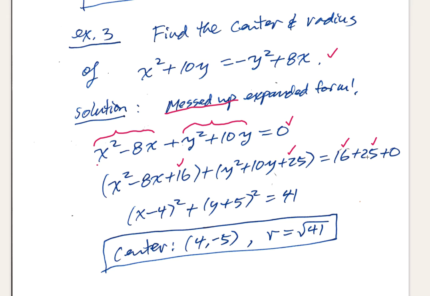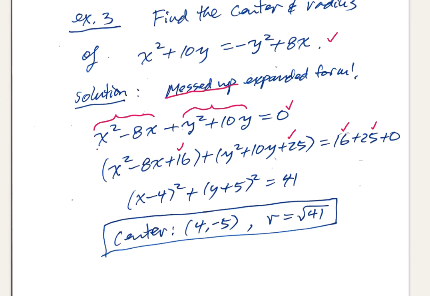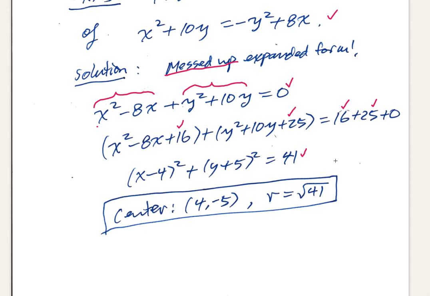Strategically here, on the left-hand side, I should have perfect squares now. I've got x minus 4 quantity squared, as a matter of fact. And we have y plus 5 quantity squared for the y polynomial. And then 16 and 25 add up to 41, okay? So let's do an irrational one this time.